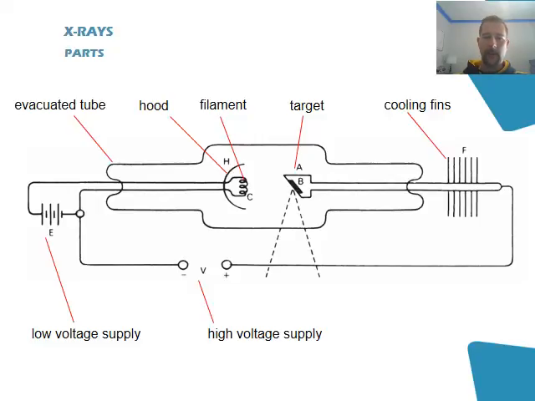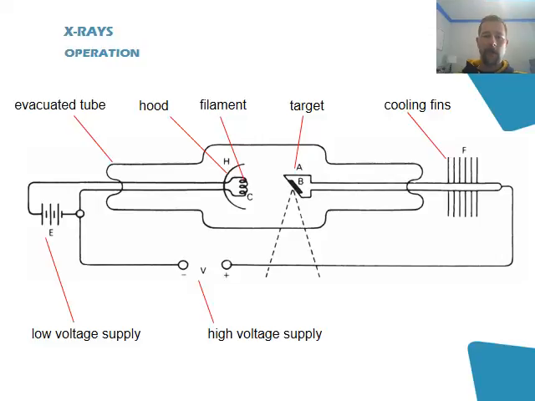Now this target is made up of copper for its heat transfer properties, and also a hard metal such as tungsten for its high melting temperature and its hardness, because it's going to be bombarded with a lot of electrons. Down from the target there are cooling fins, and this also helps further dissipate the heat that is created.